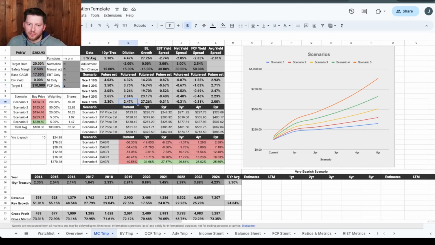We're muting the dilution going forward to best case scenario 2%. Scenario 5 is going to be 2.4% average dilution. Scenario 1 is going to be 4.32% average dilution. Their growth, and this is going to be really their free cash flow growth.